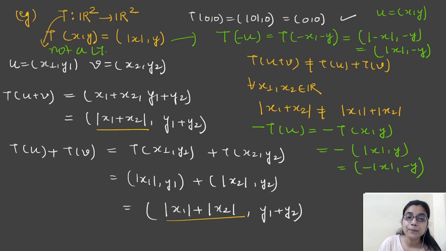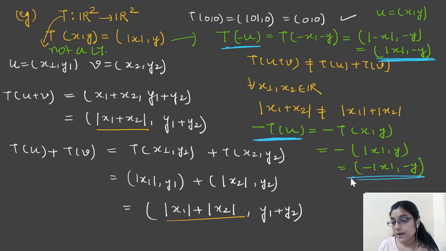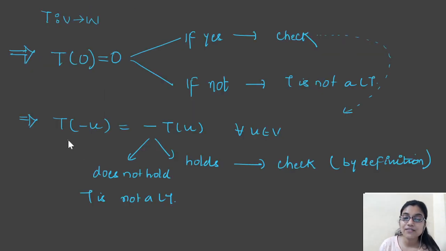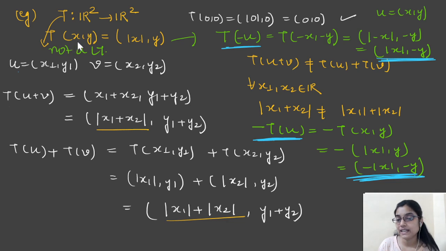Now you look at both these values. T of minus u is mod x comma minus y, and minus times T of u is minus mod x minus y. So that is why I was saying if this condition fails, T is not going to be a linear transformation, as we can see in this case.